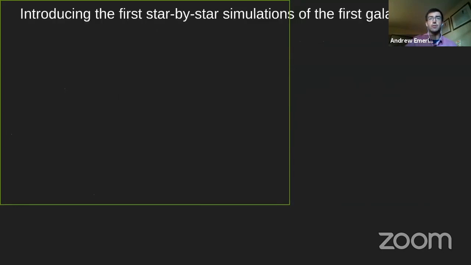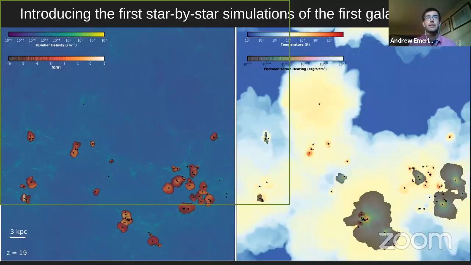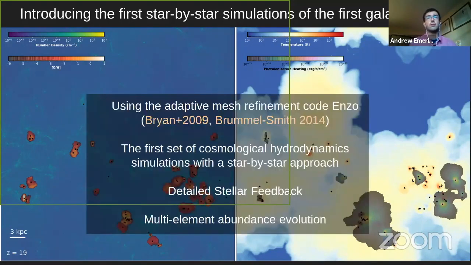And so what I wanted to introduce to you today is, to my knowledge, and someone please correct me, the first star-by-star cosmological simulations of the first galaxies for both Pop 3 and Pop 2 star formation. These simulations are ongoing, and they're run using the adaptive mesh refinement code Enzo. And again, it's the first set of cosmological simulations where we do a star-by-star approach, which allows us to get detailed stellar feedback and detailed galactic chemical evolution from these galaxies.